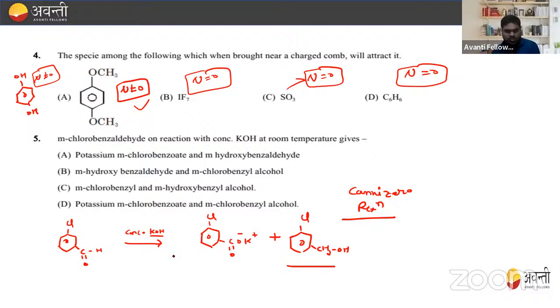So which one is the correct option? That is potassium metachlorobenzoate and metachlorobenzyl alcohol. So this will take place, right? I hope this is a good question and of easy to moderate type, right?